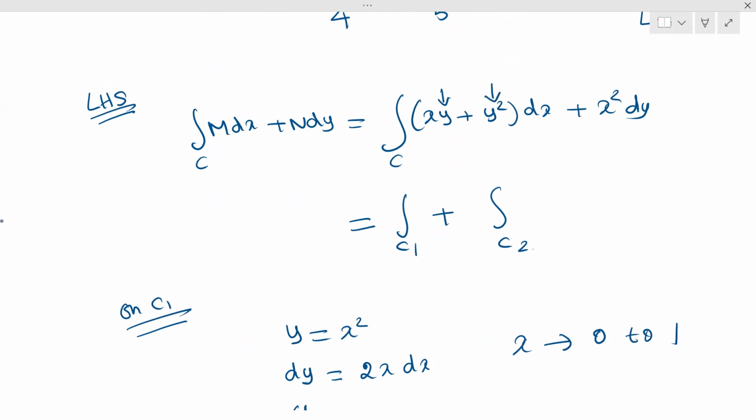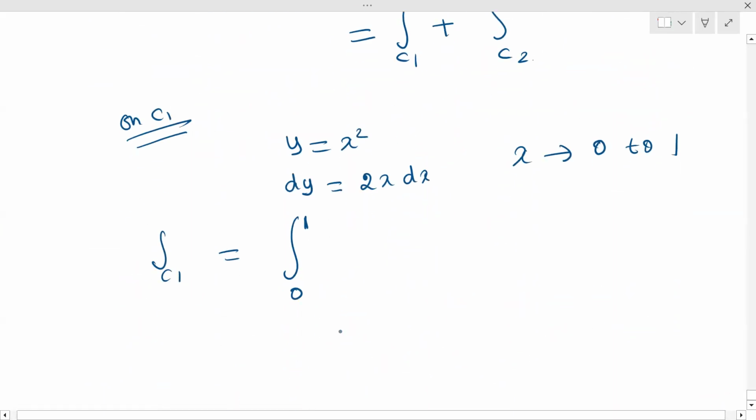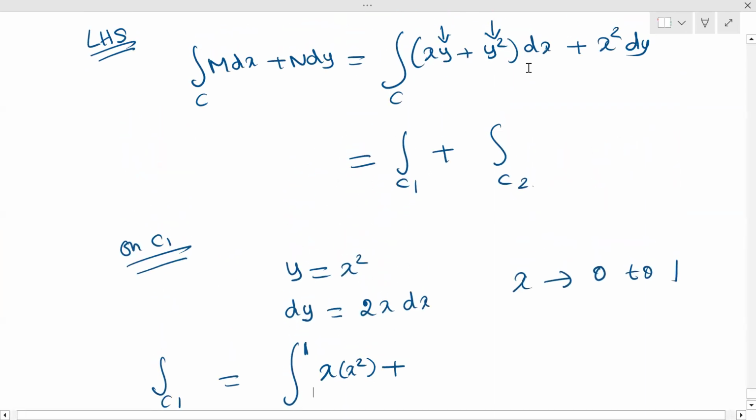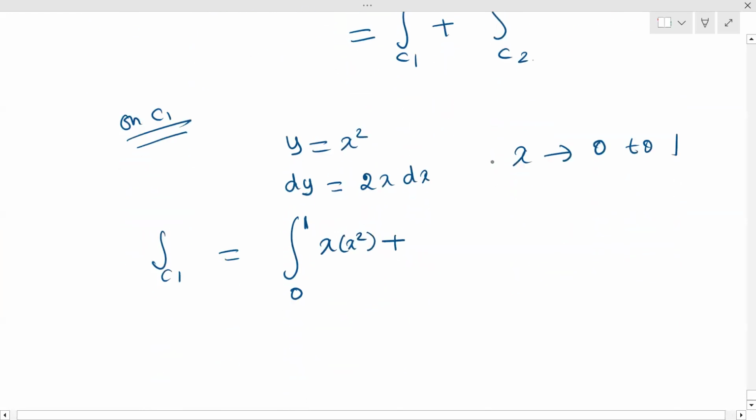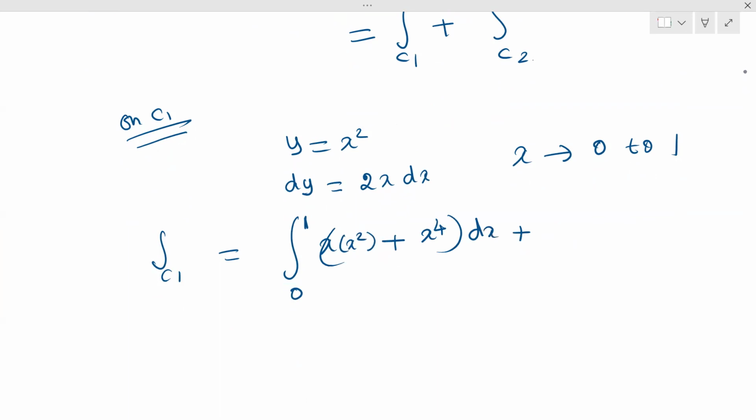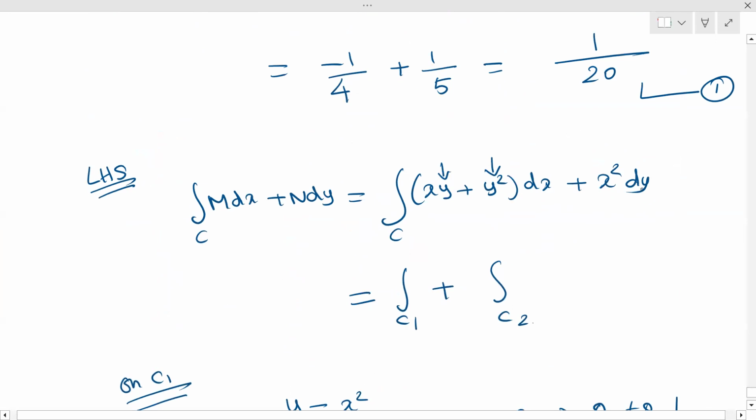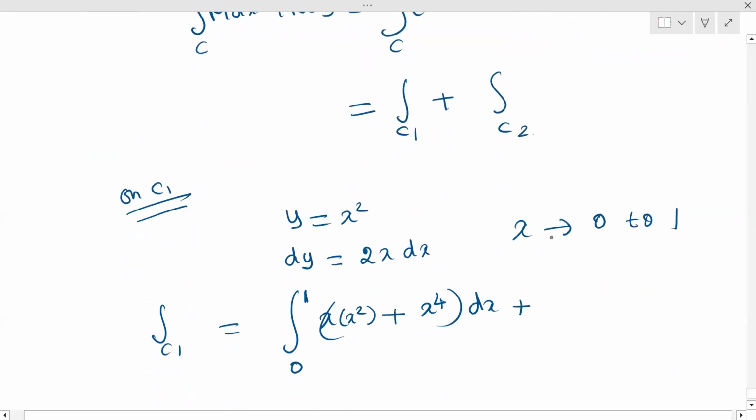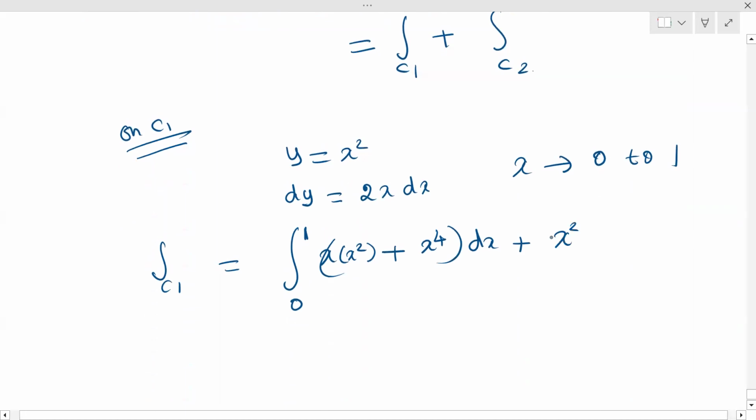So the first term becomes x square plus y square. Here you substitute y equal to x square, which means x to the power 4, dx, plus x square dy. Here also we have to substitute dy. What is dy? 2x dx. So plus x square times 2x dx.